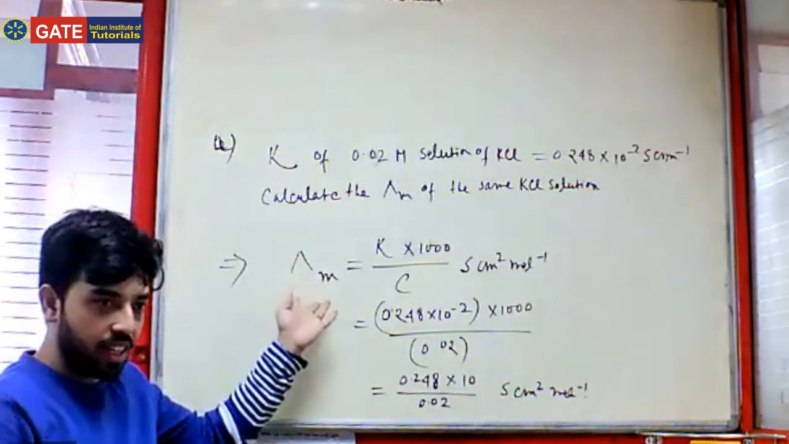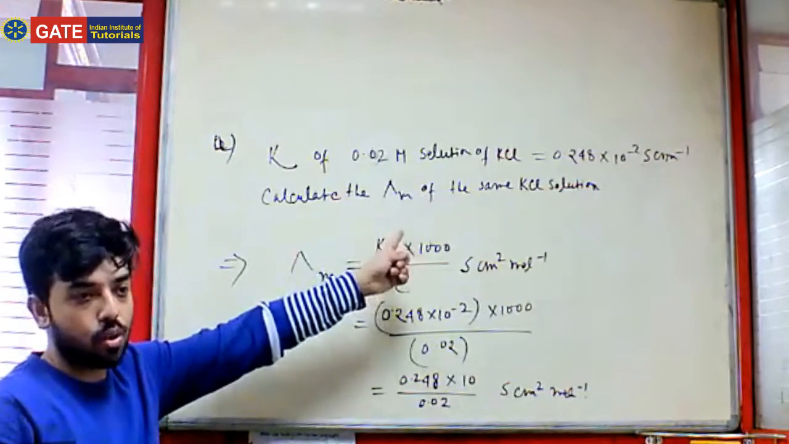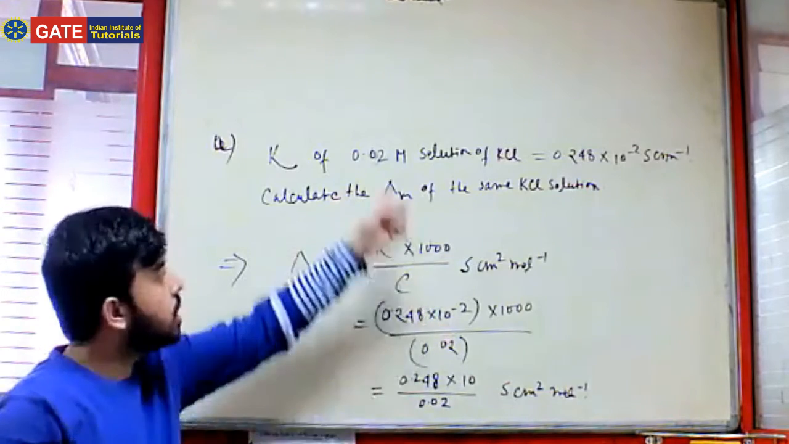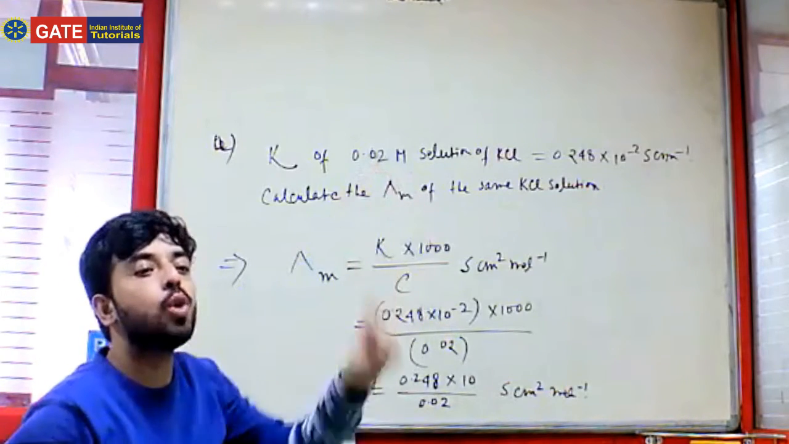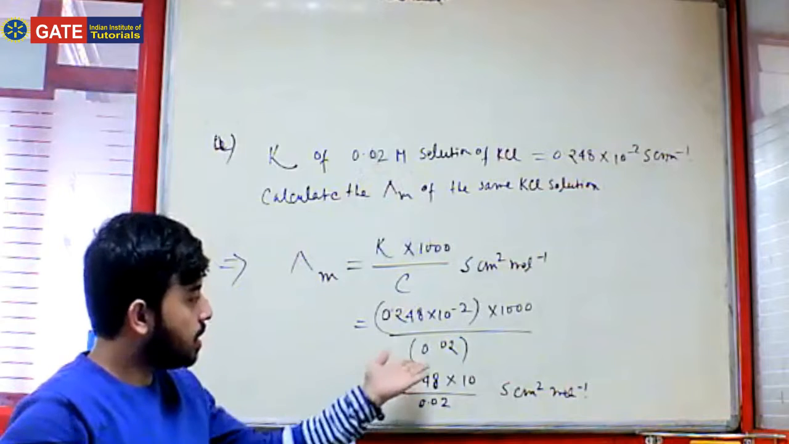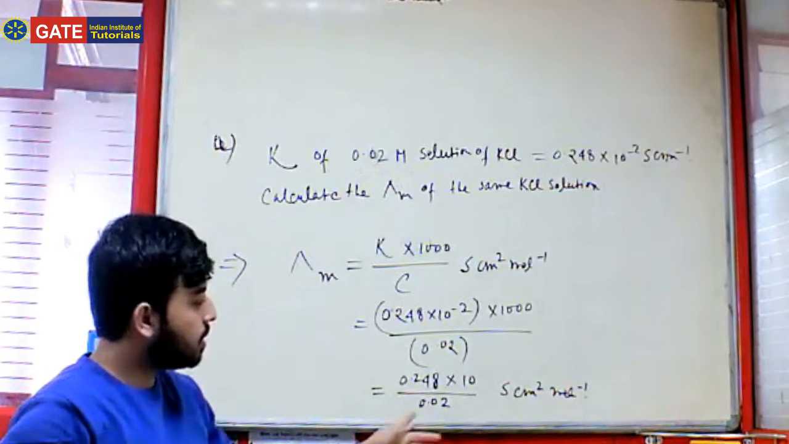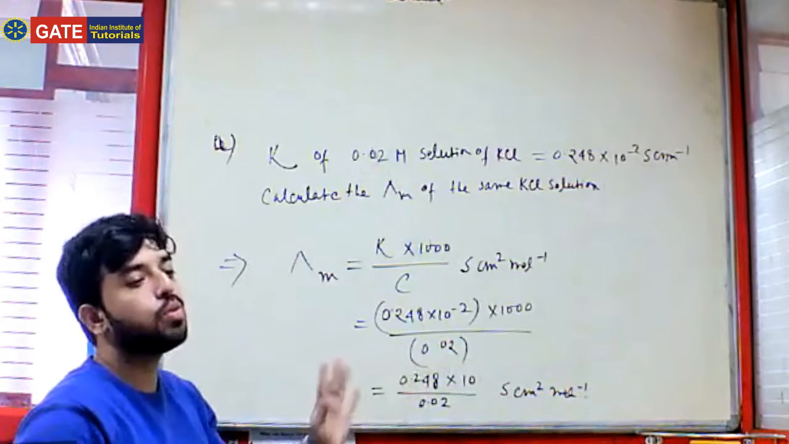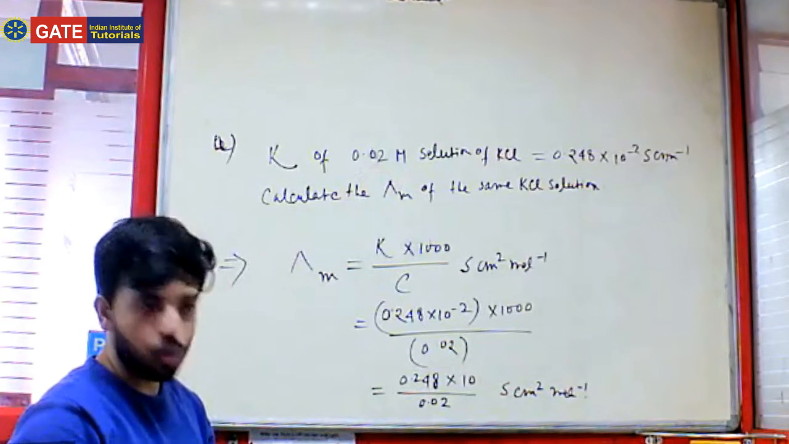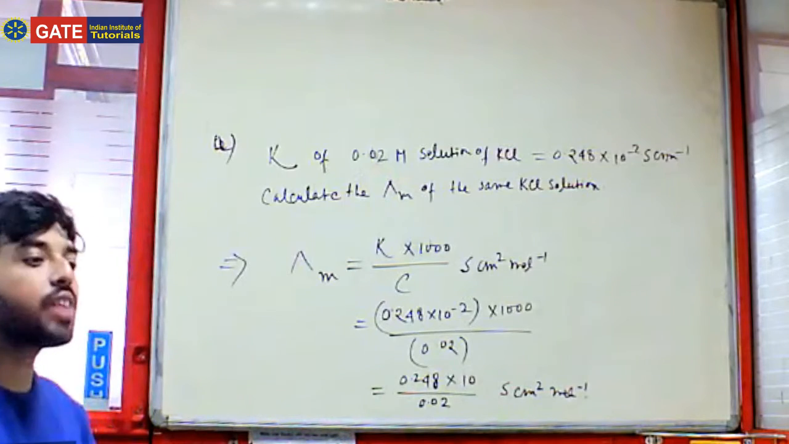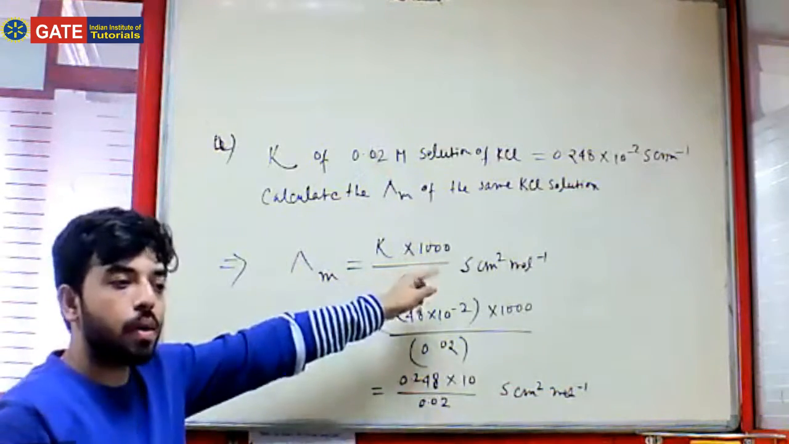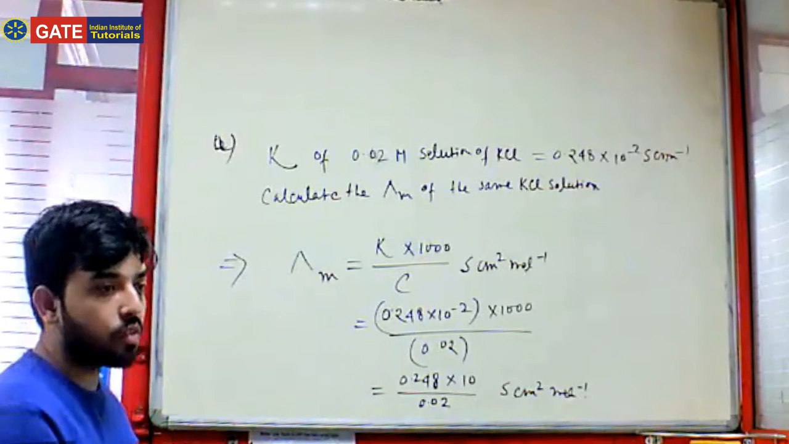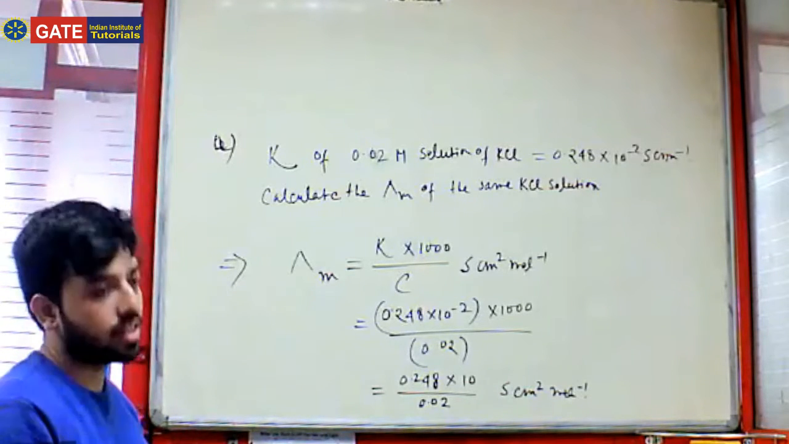Clear? Molar conductivity of KCl solution. Kappa they have provided. Concentration we know is 0.02 molar. Molar means mole per liter. That is what I put. Nothing else I did. Whatever the value, it will come exactly as the answer you want. Don't forget this. Okay, this is a trick. The trick means that if you just multiply by 1000, you will get it. Otherwise, it will be complicated. What is the conversion of this and that? Difficult.